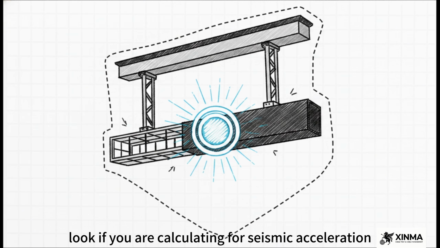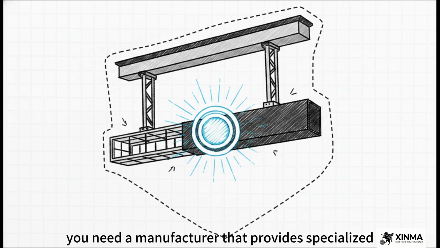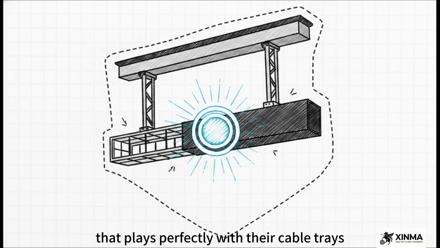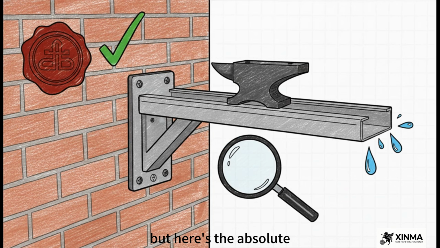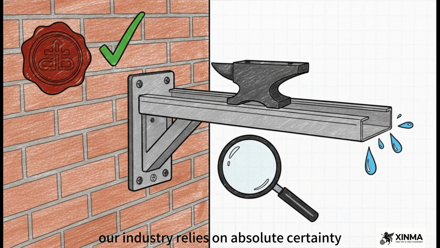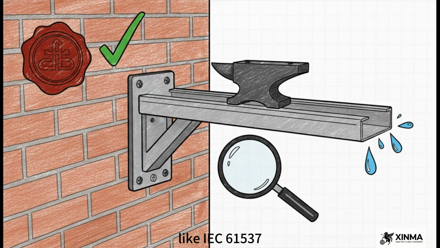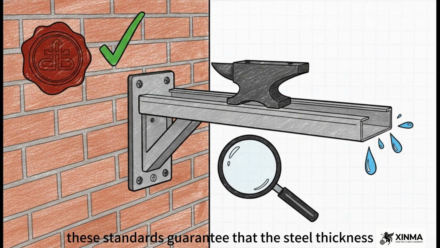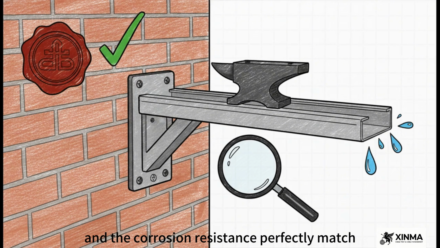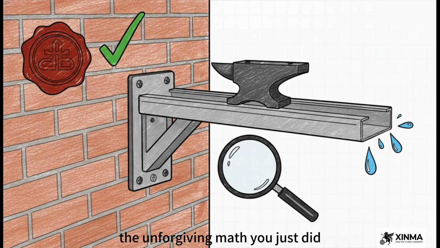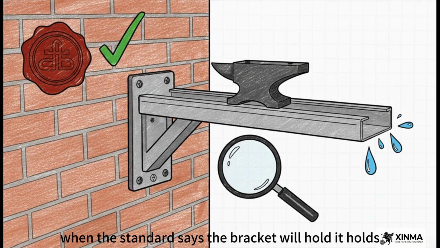Look, if you are calculating for seismic acceleration, you need a manufacturer that provides specialized seismic bracing that plays perfectly with their cable trays. But here's the absolute most important part of selecting your components: strict compliance. Our industry relies on absolute certainty, utilizing components from Xinma that meet rigorous global standards like IEC 61537, NEMA VE1, BS EN 50085, and GB 31251. That is completely non-negotiable. These standards guarantee that the steel thickness, the load ratings, and the corrosion resistance perfectly match the unforgiving math you just did. When the standard says the bracket will hold, it holds.